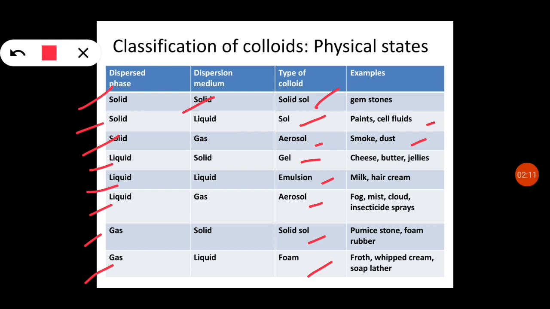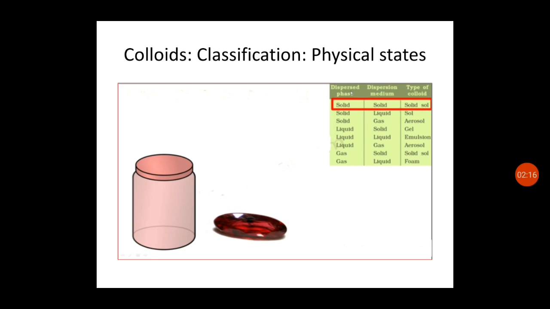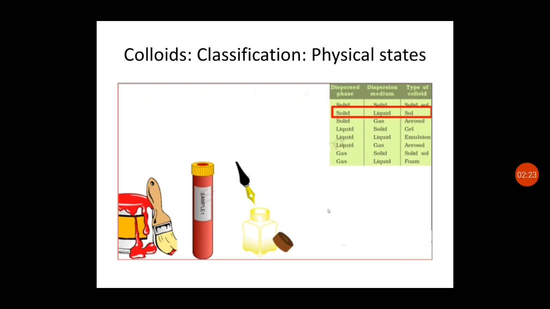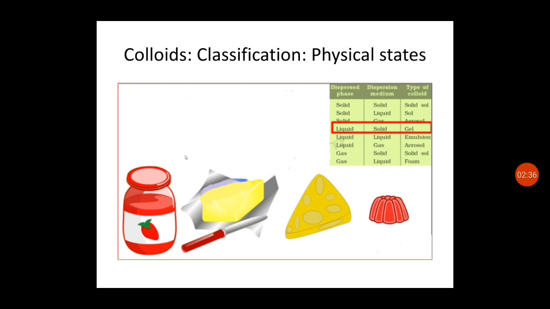So let us see these examples one by one. This is solid dispersed in solid, that is solid sol. A gemstone is shown here. Then solid dispersed in liquid, it is termed as sol, paint and ink. Then solid dispersed in gas, aerosol. Example is shown here, smoke. Then liquid dispersed in solid, known as gel, jelly. Butter is shown here. See, butter is also in the category of emulsion.